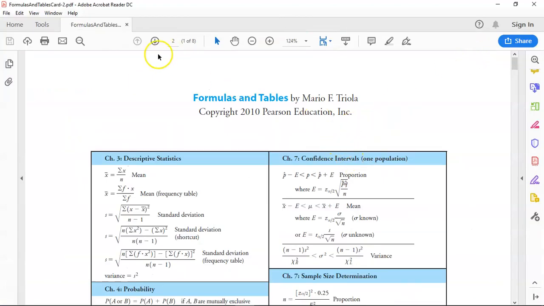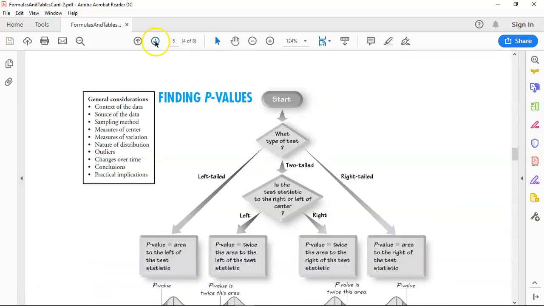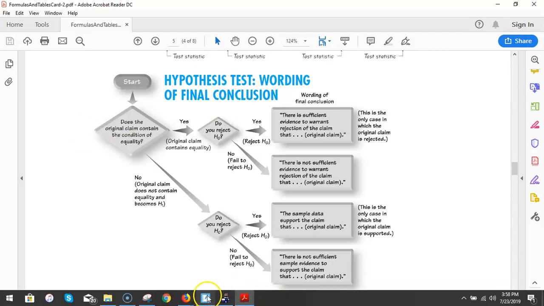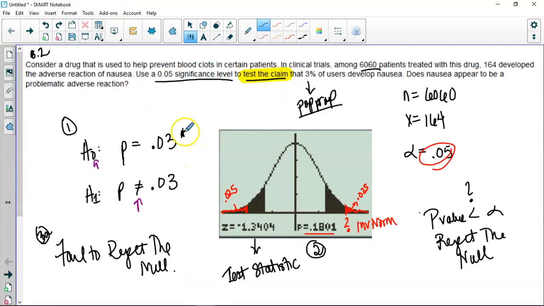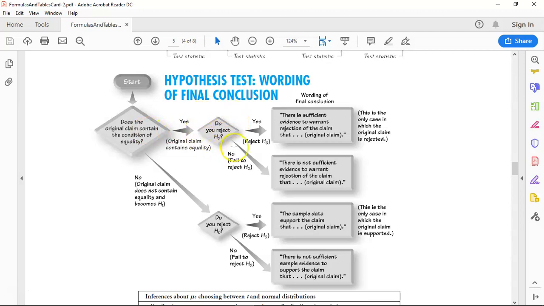We don't use a lot of this stuff, but you will use A6 in chapter 10, and it may be called A5 or A7 on your fold out. This one is a little bit older. What I'm looking for is right here. You start where it says start. Did your claim contain the equality? So this is why I star my little claim. Is the star on the thing that says equal to? Yes, it is in this one, which is not too often. So yes, boop, so now I go to this. Did you reject the null? No, we didn't. We failed to reject the null.